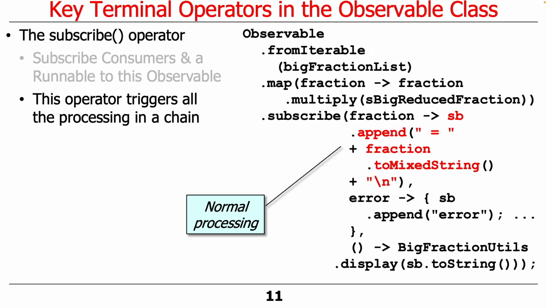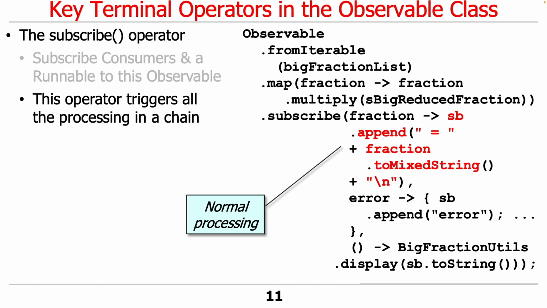Now, there are 3 different lambda expressions that are shown here. The first handles normal processing, and what we're going to do in this case is generate an observable containing a stream of big fractions that are transformed from a list of big fractions. We're going to multiply each big fraction by this big reduced fraction, which is a constant, and then we're going to handle it with the subscribe method. The first set of handling here is going to simply append the mixed fraction form of the big fraction to the string builder, which we've got here.